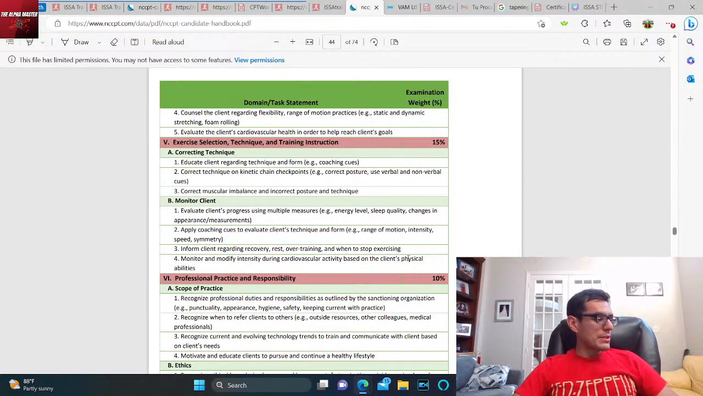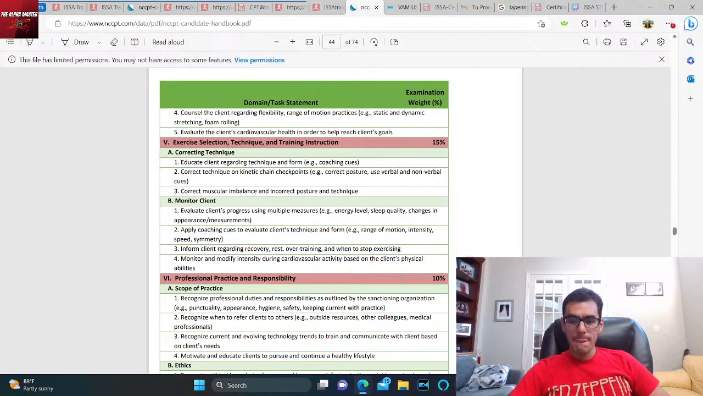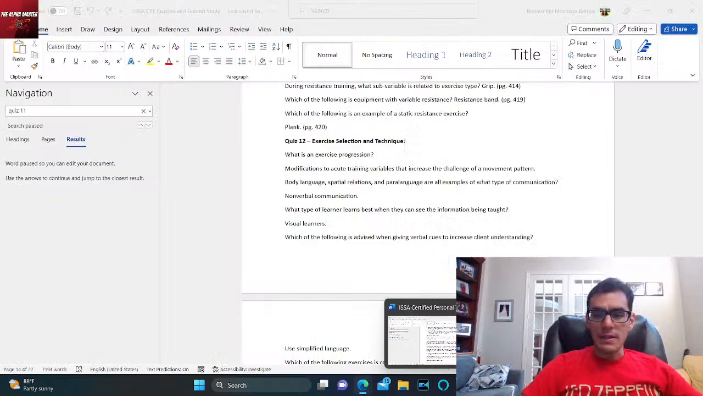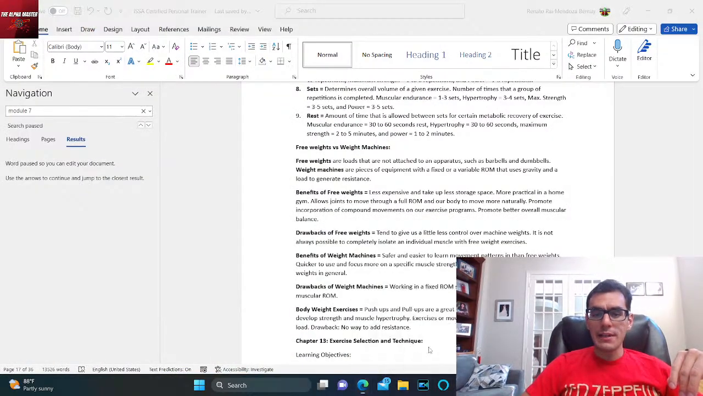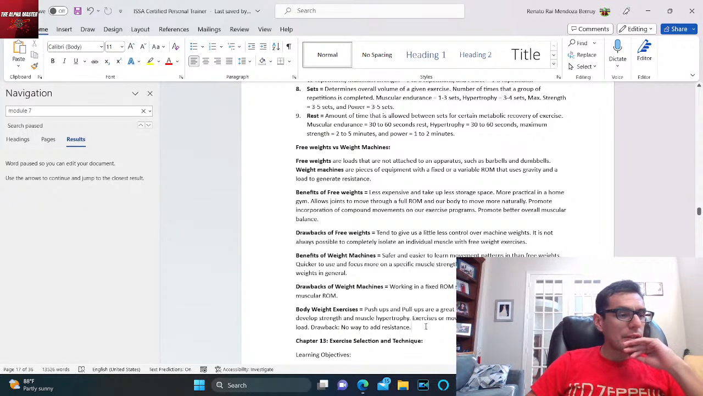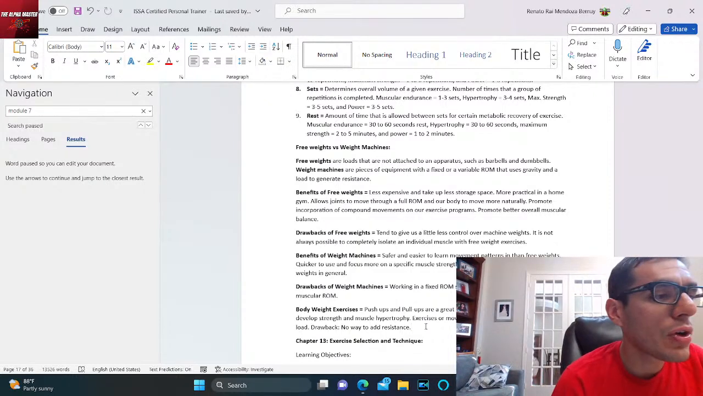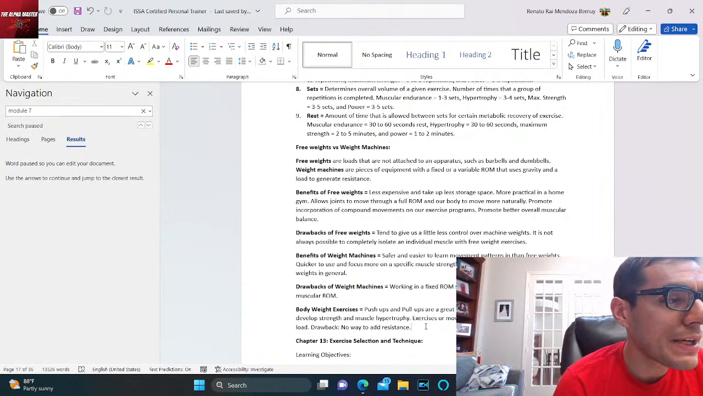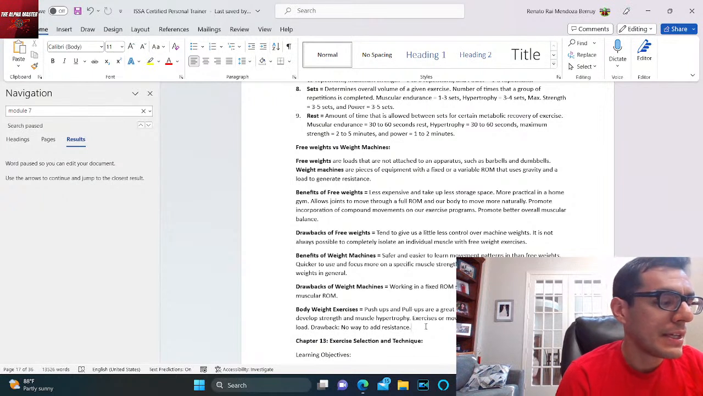So let's get it. Exercise selection and technique. There are three different learning styles: visual, auditory, and kinesthetic learners. Let's look at the terms for exercise selection and technique. You have terms like cueing: visual, verbal, and kinesthetic cueing. Then exercise progression and regression. Exercise progression versus exercise regression.